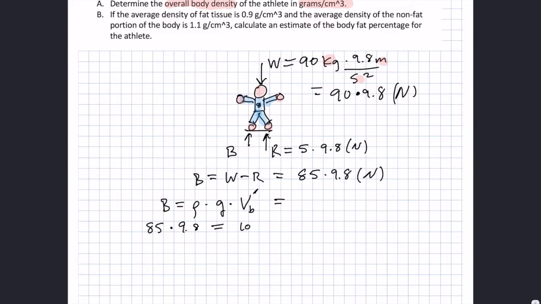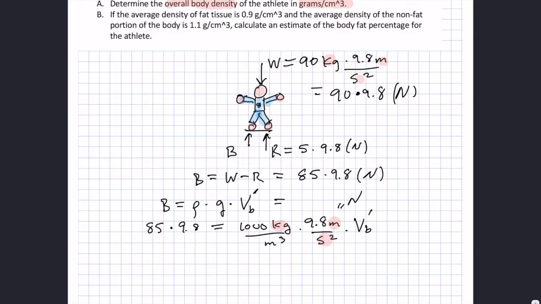All right, so this would be 1,000 kilograms per cubic meter times gravity, 9.8 meters per second squared, times the volume of the body with the air in the lungs. Okay, so let's check our units. That's one thing that you should be in the habit of doing to make sure the units work out. All right, so I see kilograms, meter, second squared. I know that part is newtons, so that makes me feel good.